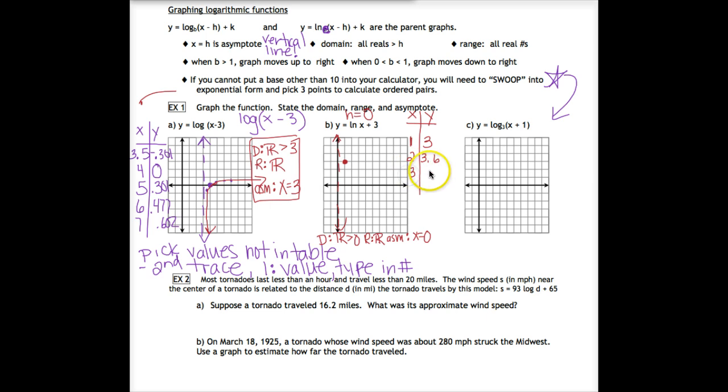At 3, I get 4.1. At 4, I get 4.4. Notice how slowly these increase. Much, much slower than our other graphs. So 1, 3, 2, 3.6, 3, 4.1. And 4, 4.4.